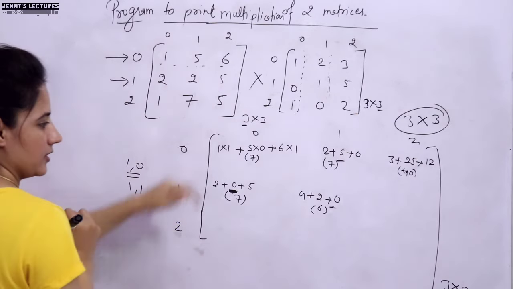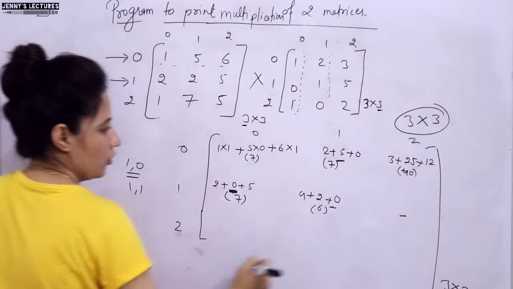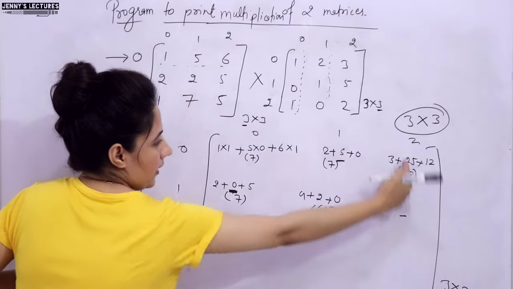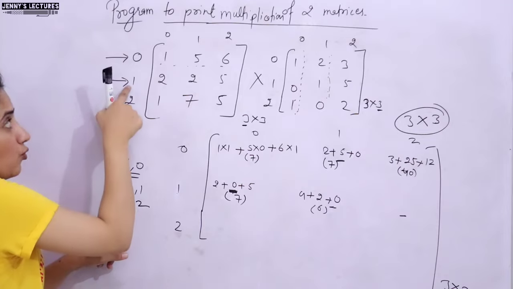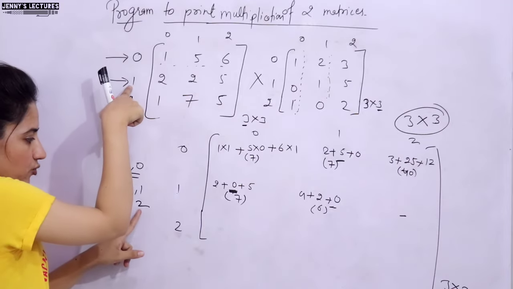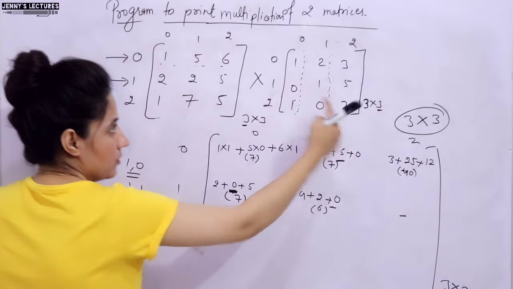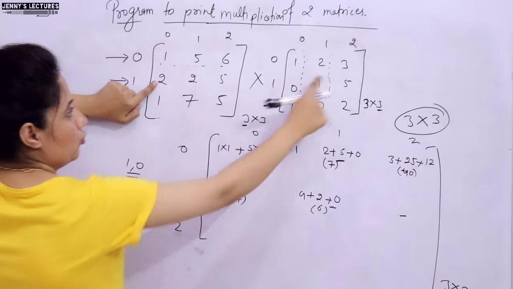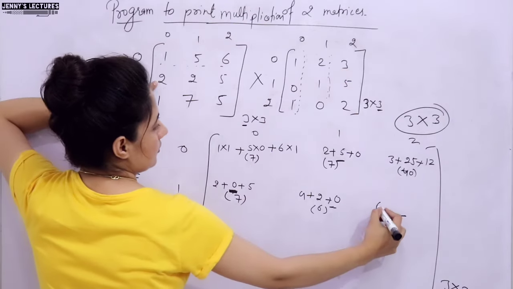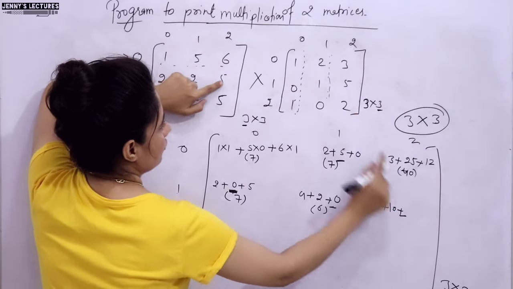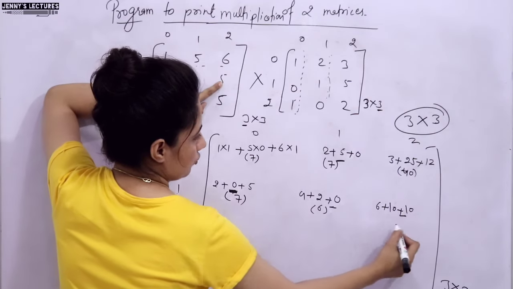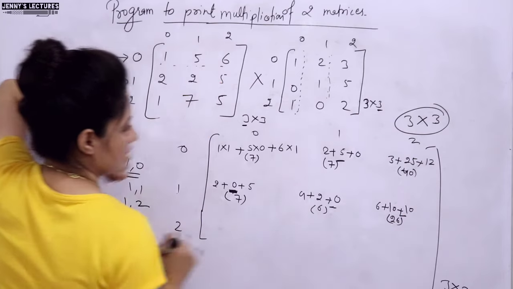It would be 6. Now, what is the index for this? 1 and 2. It means row 1 of the first matrix and now the second column of the second matrix. So, 2 into 3, 6, plus 5 into 2, 10, plus 5 into 2, 10. So that would be 26.